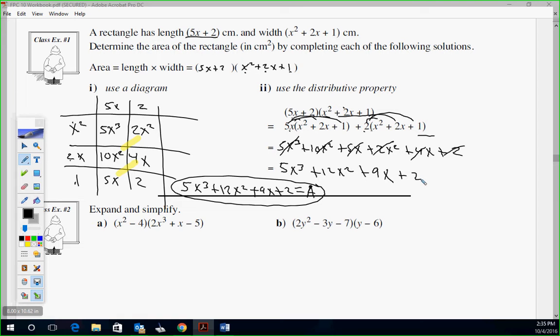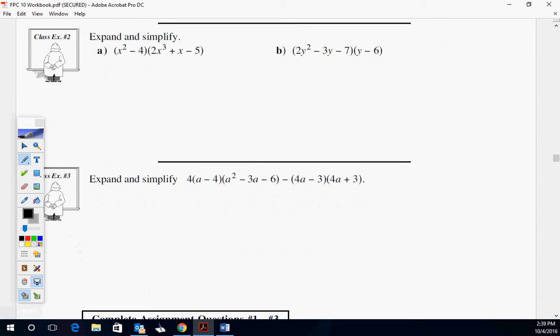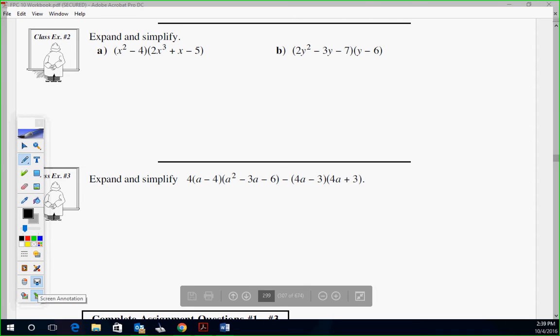Okay, let's look at these other 2. Expand and simplify. You can do it either way you want. If you want to do the foiling way, that's fine. I'm probably just going to do the distributive way, which to me seems a little easier sometimes. So I'm going to do this, and then this, and I'm going to distribute the x squared and the negative 4.